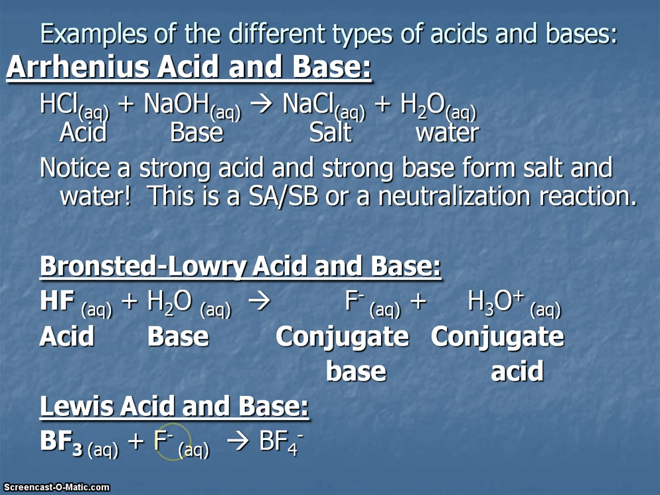All right. So there's the examples of the 3 different types of acid bases. Remember, Arrhenius, donate a hydrogen, acid. Donate an OH, base. Bronsted-Lowry, donate a hydrogen, acid. Accept a hydrogen, base. And you've got your conjugate base and conjugate acid. Lewis acid base has to do with Lewis dot. If it has room to accept an electron pair, then it's an acid. If it has an electron pair to donate, it's a base. So let's go on.